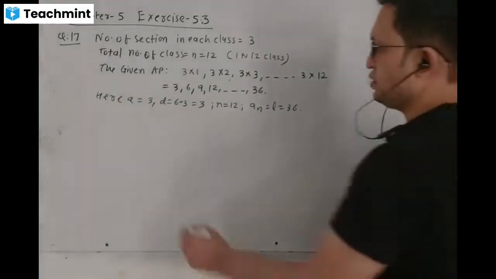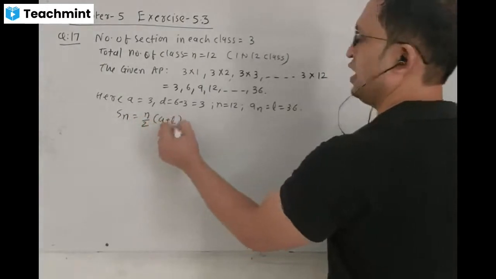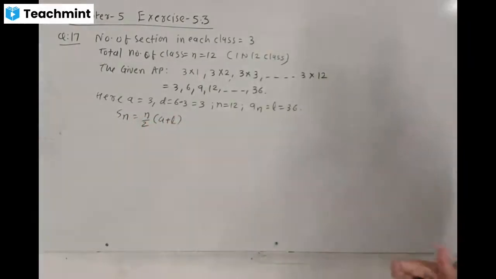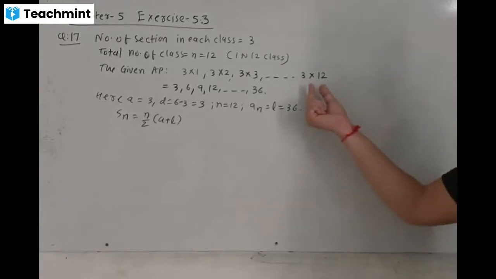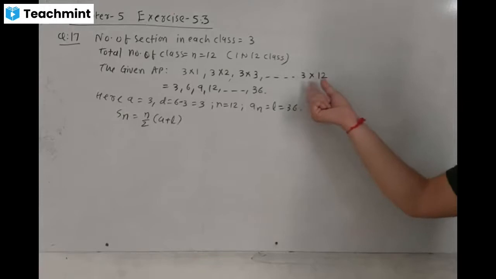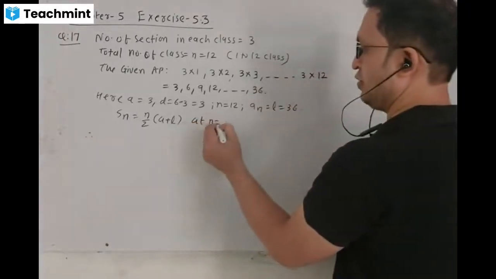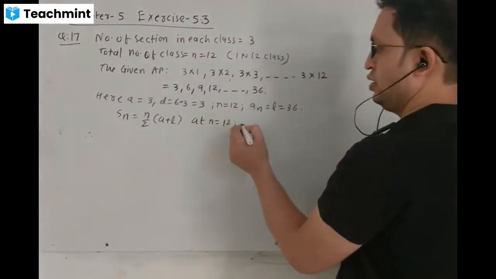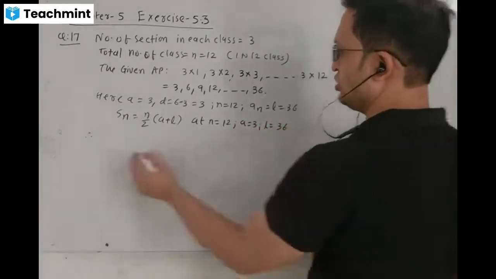Okay, so put this value in the Sn formula. Sn is equal to n by 2 into a plus l, and last term, that is 36. 12, 3 sections in each class, multiply class 12. So class 12 के भी कितने section है? 3. So number of plants grown, that is equal to 12 into 3, that is equal to 36. Okay, here n is equal to 12, a is equal to 3, and the last term l is equal to 36.